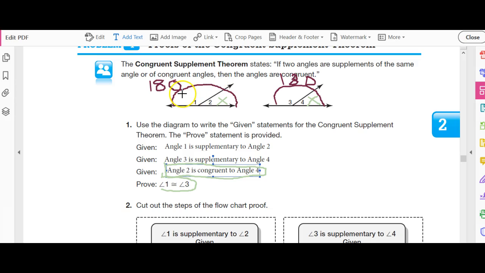Well, angle 1 would have to be 180 degrees minus x. It's all 180 degrees except for the x part, right? So minus x. And what about angle 3? Because it's 180 together with x, on its own it has to be equal to 180 degrees minus x.